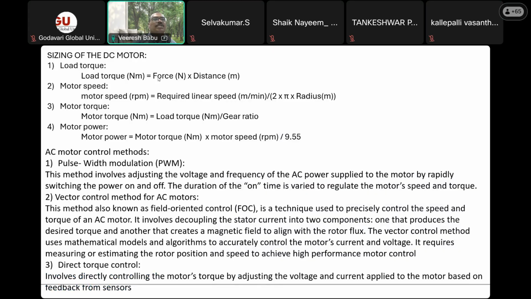This is load torque. How do you calculate load torque? Load torque is equal to force into distance, right? Motor speed is equal to the required linear speed. This is nothing but V equals R omega. That is the principle: V is equal to R omega.